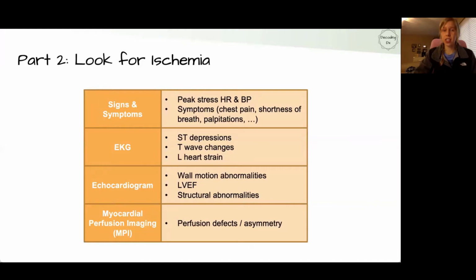After you trigger the stress, you need to look for ischemia. The signs and symptoms of ischemia are really important and can be the limiters of a stress test. You look at their peak heart rate and blood pressure, as well as any symptoms that they have.